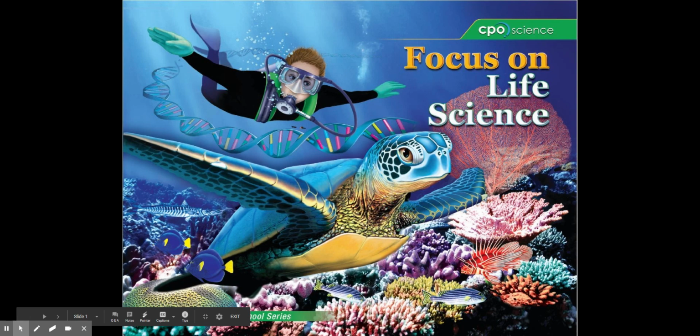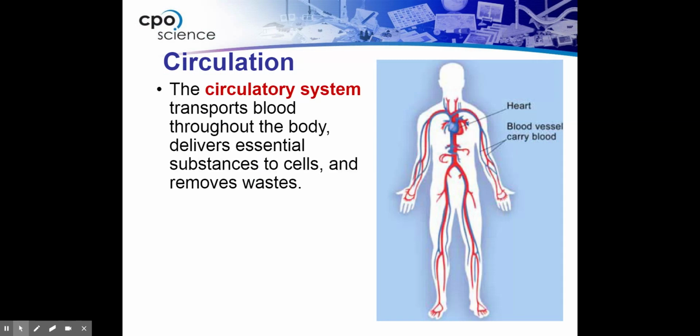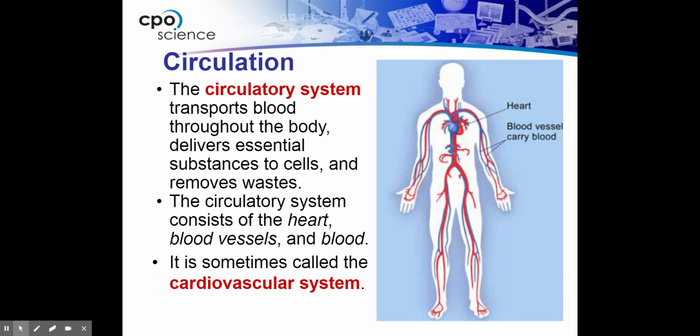All right, good morning. Today we're going to be looking at the human body system. First, we're going to start with the circulatory system. The circulatory system transports blood throughout the body. It is comprised primarily of the heart and blood vessels, carrying blood throughout the body.